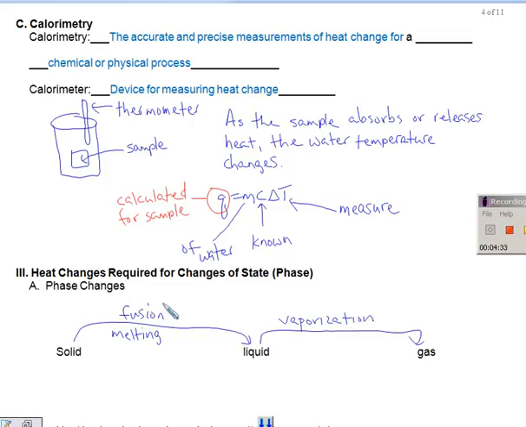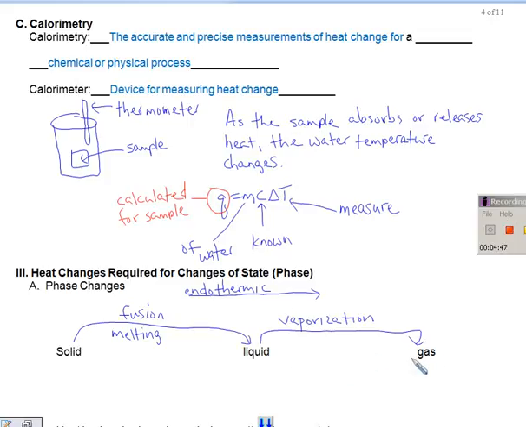Now with both of these, we have to put heat in. So this whole direction here, we are putting in heat. So this is all an endothermic direction. So melting and vaporizing are endothermic processes.